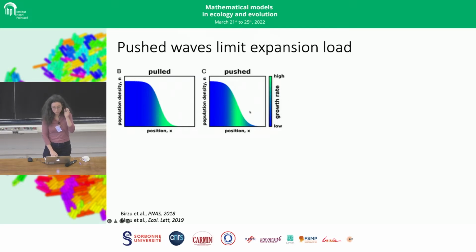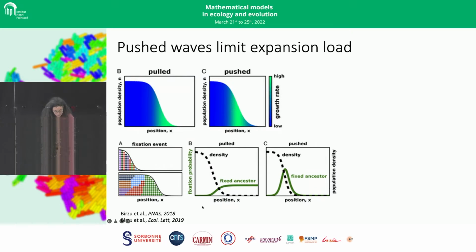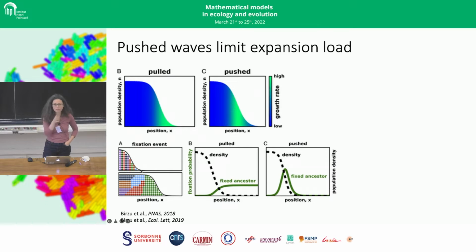So push waves are known to spread faster than pulled waves, but from a point of view of population genetics, they have quite interesting consequences when it comes to diversity and fixation probability. This is work that was done by Gabriel Birzon and Kirill Korolev a few years ago. If you label all the individuals in the wave as a function of their distance from the front, and you look at the probability that one of these individuals, labeled with a certain position, will eventually fix in the front, what you find is that pulled and push waves have qualitatively different behavior.